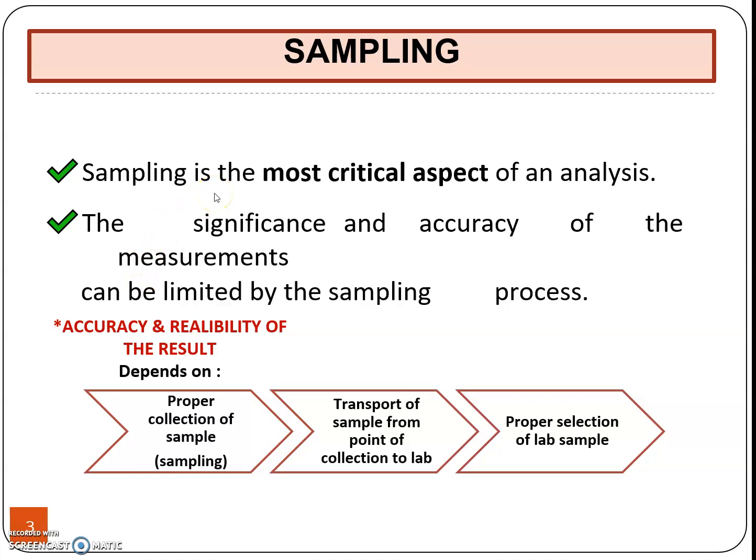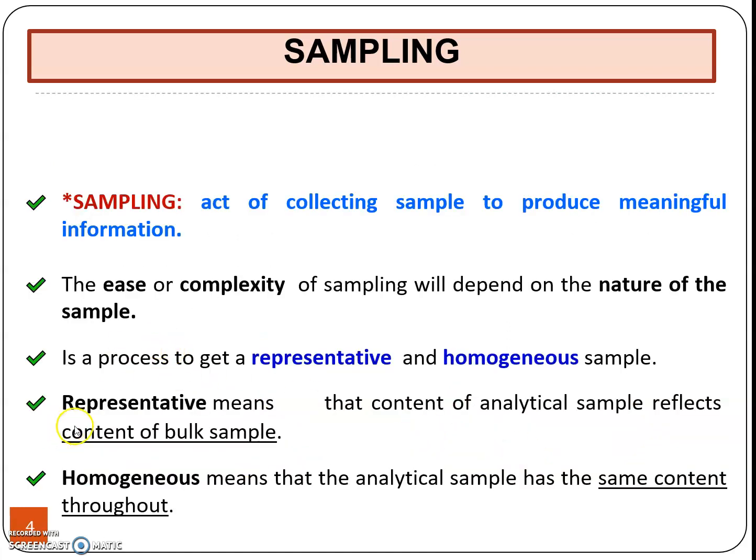Okay, sampling means to obtain the sample. The accuracy or reliability of the result depends on proper collection of the sample, or sampling, and then the transportation of the sample from site to lab, and then the proper selection of the lab sample. So sampling is actually the act of collecting a sample to produce meaningful information. Okay, there are two important things.